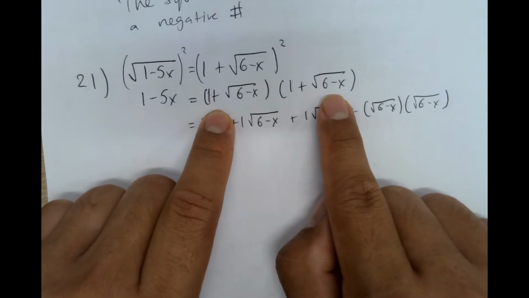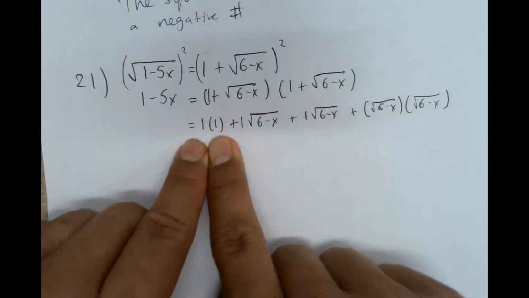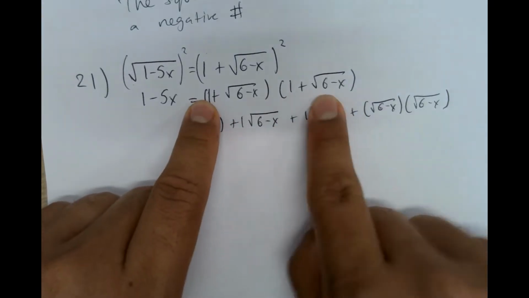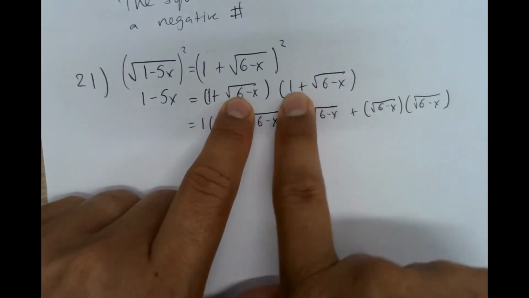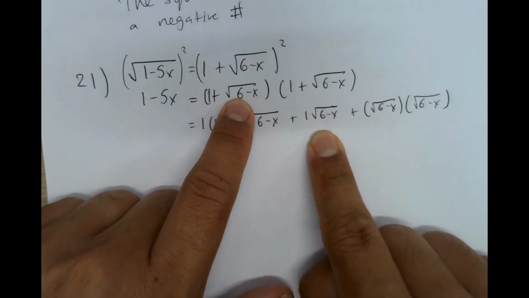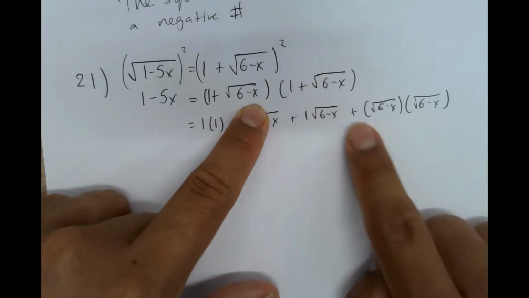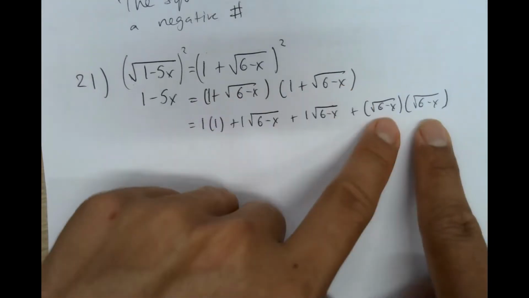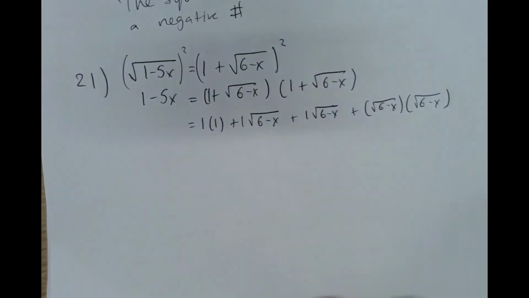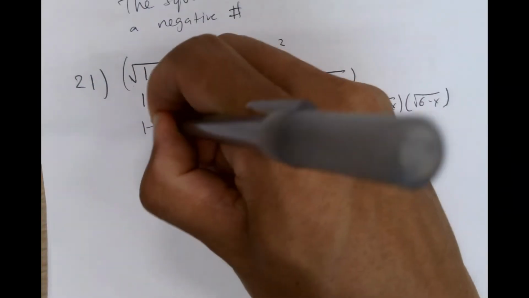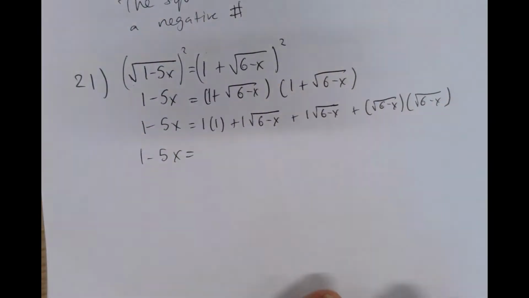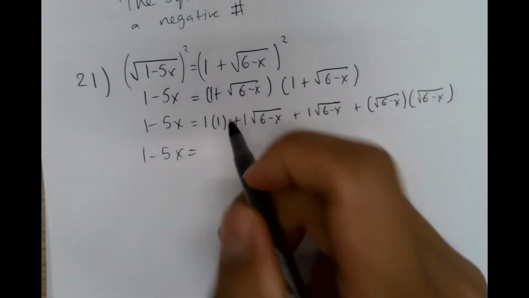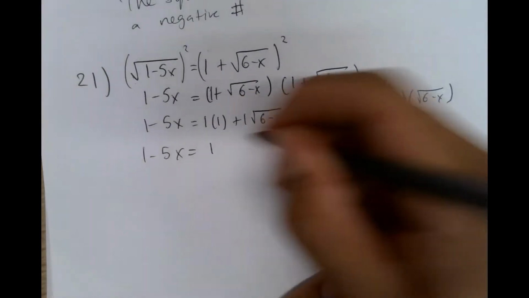So first thing we do is 1 times 1 right here. We do 1 times the square root of 6 minus x. We do the square root of 6 minus x times 1, which is also the same thing. And then we have square root of 6 minus x times the square root of 6 minus x, which is right here. So I'm just going to write my left-hand side the same because it's pretty much just waiting for the right-hand side to finish. So the right-hand side, 1 times 1 is equal to 1 plus.